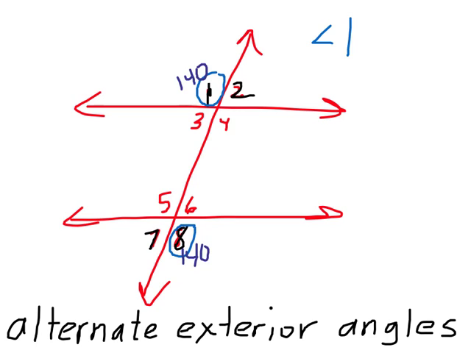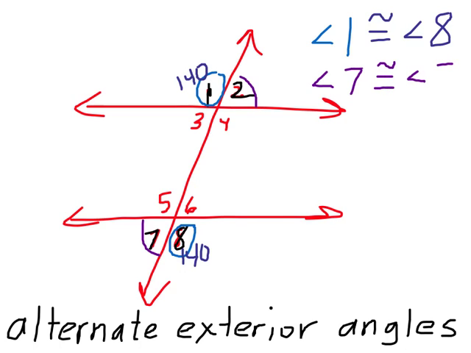So angle 1 is congruent to angle 8. There's another pair of alternate exterior angles still available, and those are 2 and 7. They're alternate exterior, and they're also going to be equal. Two and 7. Okay?